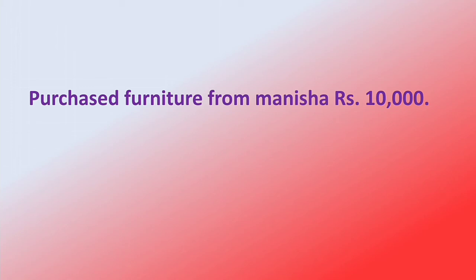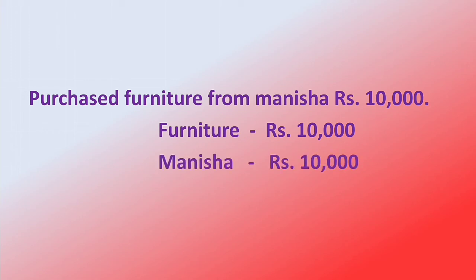Now the next one, purchased furniture from Manisha, rupees 10,000. Purchased furniture. The business received an asset. Then the first aspect, furniture for rupees 10,000. Here also the type of transaction is not mentioned, whether it is a cash purchase or credit purchase. But here the name of the person from whom we have purchased that furniture is mentioned. That means it is a credit purchase. That is, if the name of the person is mentioned in the transaction without mentioning the type of transaction, then it is a credit transaction. Means it is a credit purchase. Purchased furniture from Manisha on credit. So it is a payable amount to Manisha and is a liability for the business, and we have to record that liability. And so the next aspect is Manisha account for rupees 10,000. Then the dual aspects here are furniture account and Manisha account.